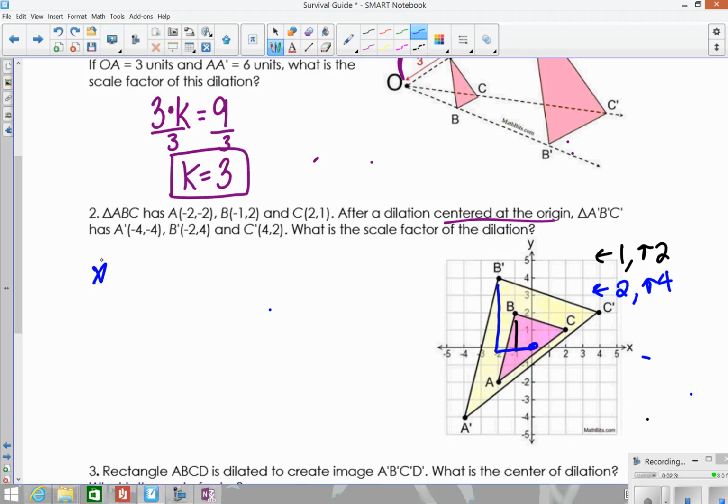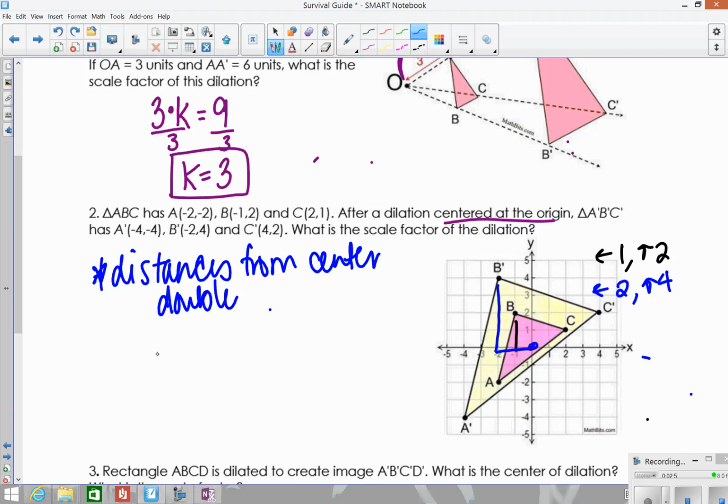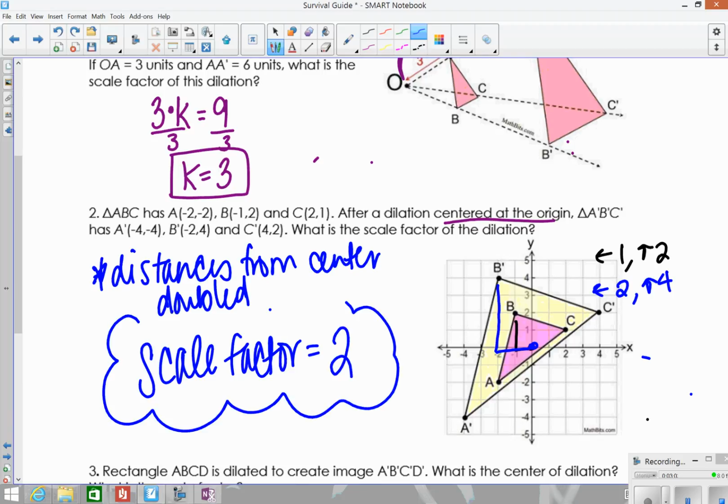Since the distances from the center doubled, we know that the scale factor would have to be 2. That means you multiplied those distances by 2. Remember, when you're doing dilations, you're always multiplying that distance by the scale factor from the center, because everything's getting expanded or contracted from that center point.